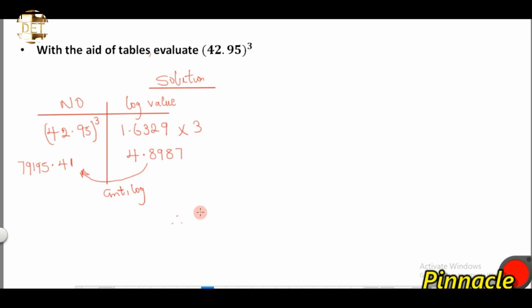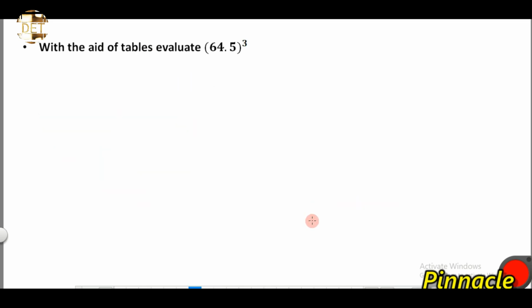So therefore, 42.95 raised to the power of 3 is equal to 79,195.41. This is our answer. It's quite straightforward and very simple. Let's look at the other question that we have here.